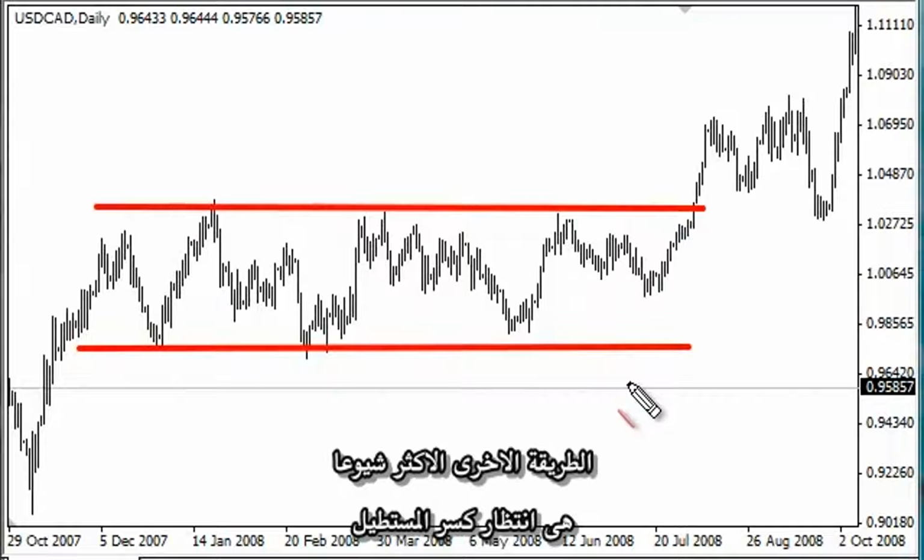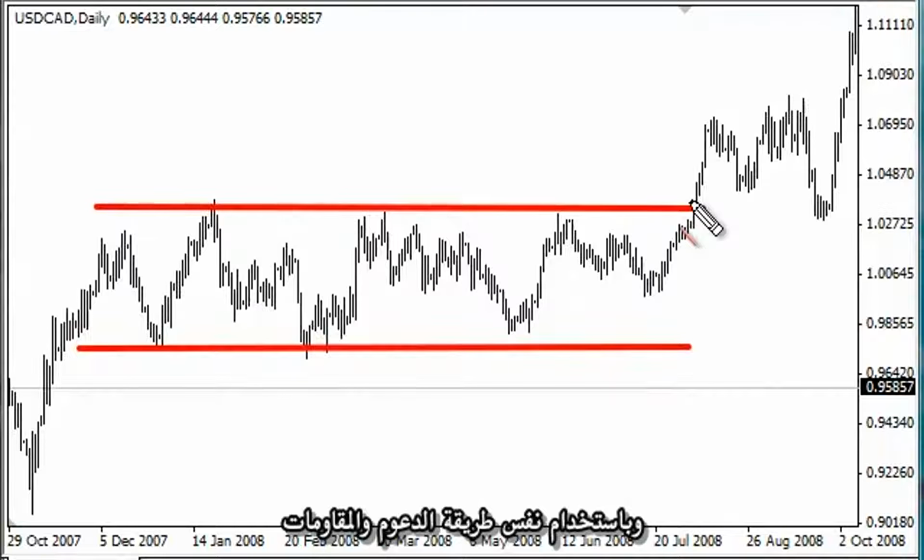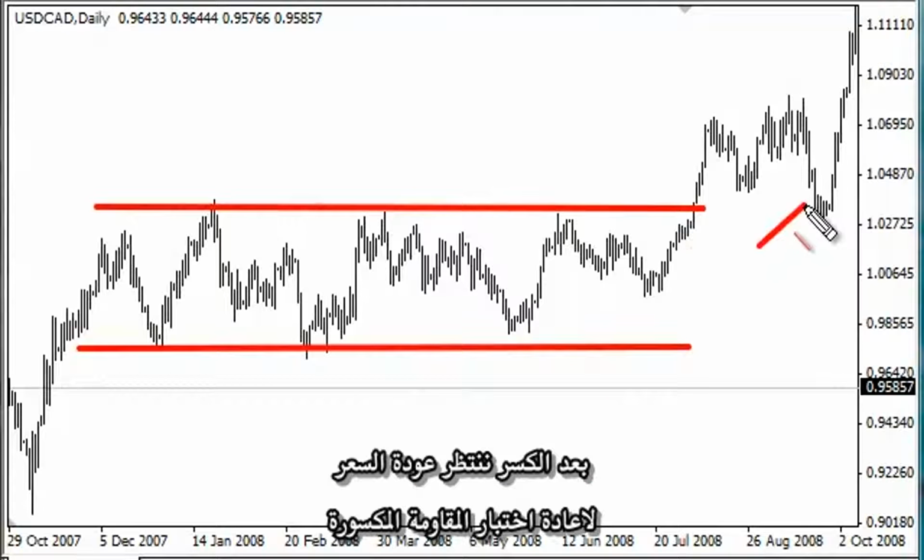The more common way to trade a rectangle is to wait for the breakout. And as you can see, it eventually does break out. And using the same principles of support and resistance, quite often it will come back and retest the level from which it broke out from.